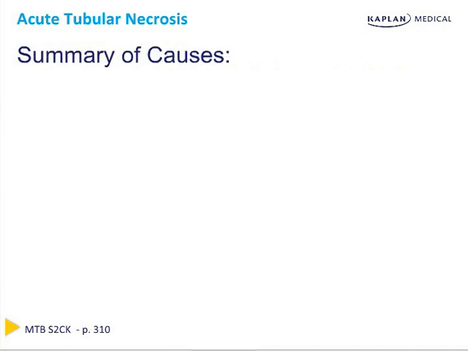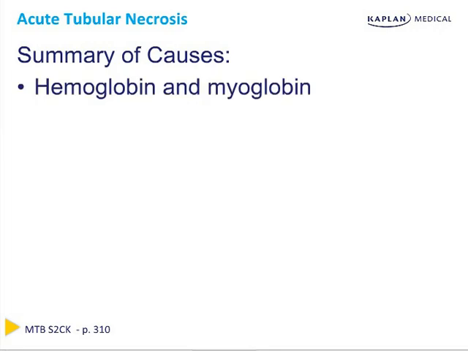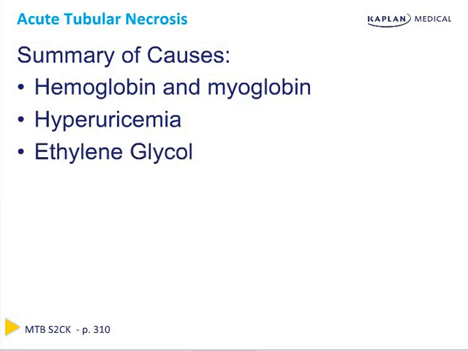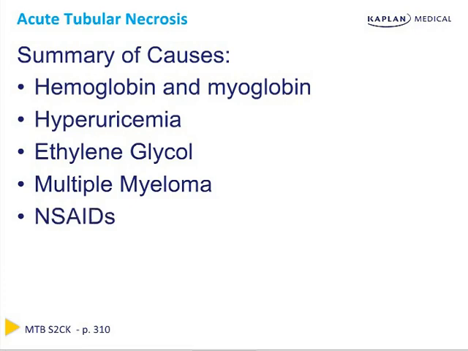Other causes of acute tubular necrosis include hemoglobin and myoglobin, like in the case of rhabdomyolysis. We'll talk more about this later. Hyperuricemia, either in the setting of tumor lysis syndrome or chronically in gout that keeps getting worse. Ethylene glycol poisoning, causing the precipitation of calcium oxalate crystals, which are envelope-shaped, which deposit in the renal cortex. Multiple myeloma, leading to Bence-Jones proteins that are also toxic to the renal tubules, and NSAIDs, which cause ischemia due to constriction of the afferent arteriole.